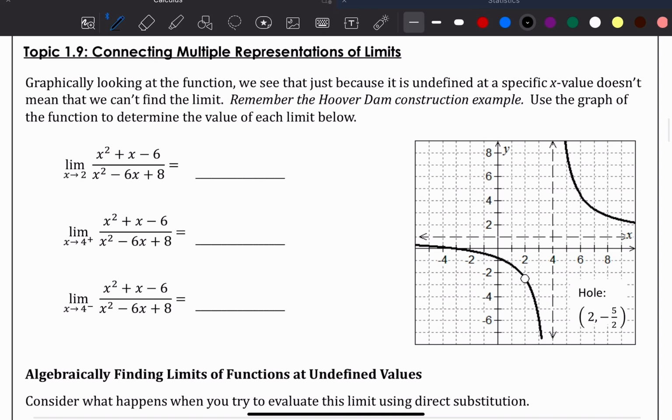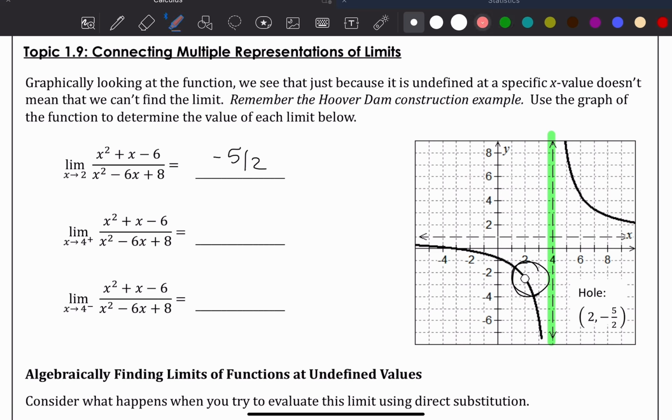Okay. So we just found this first part here. We found that this limit is negative 5/2. Okay. And we know that this negative 5/2 is where this hole or discontinuity is in the problem. So let's say we're trying to find the limit as x approaches 4. Notice that 4 is a vertical asymptote. So of course, we're not actually going to get a value there. It's just whatever it approaches.